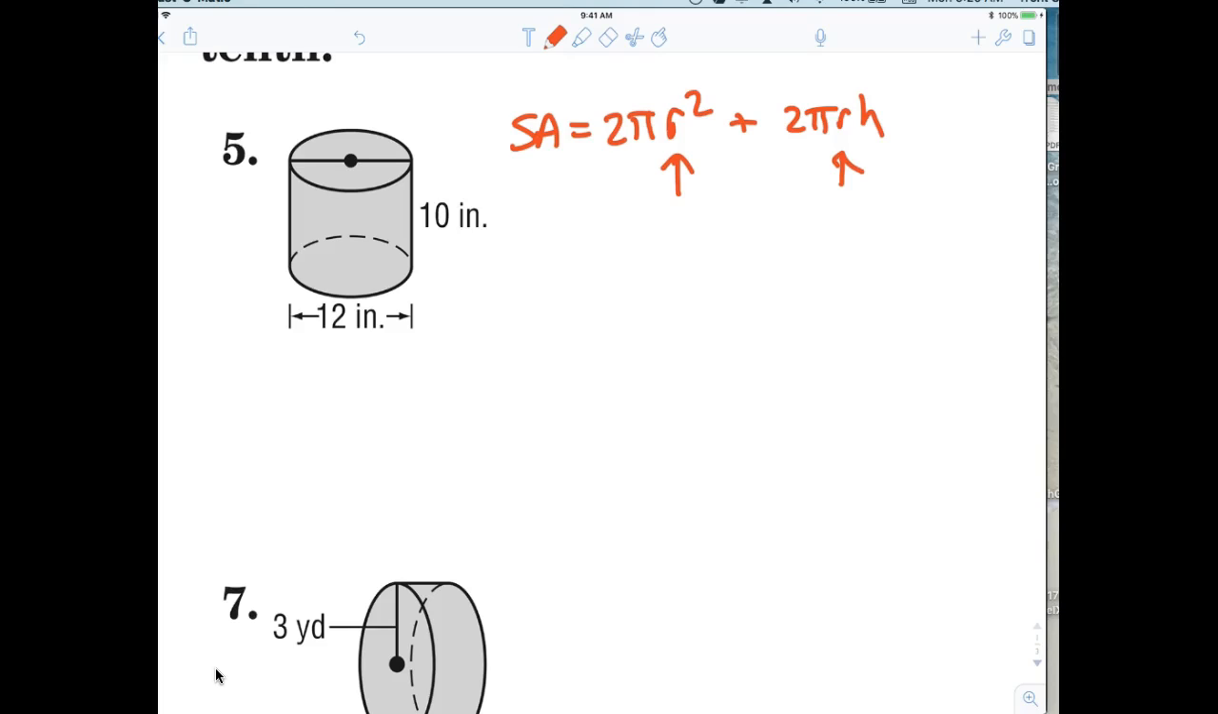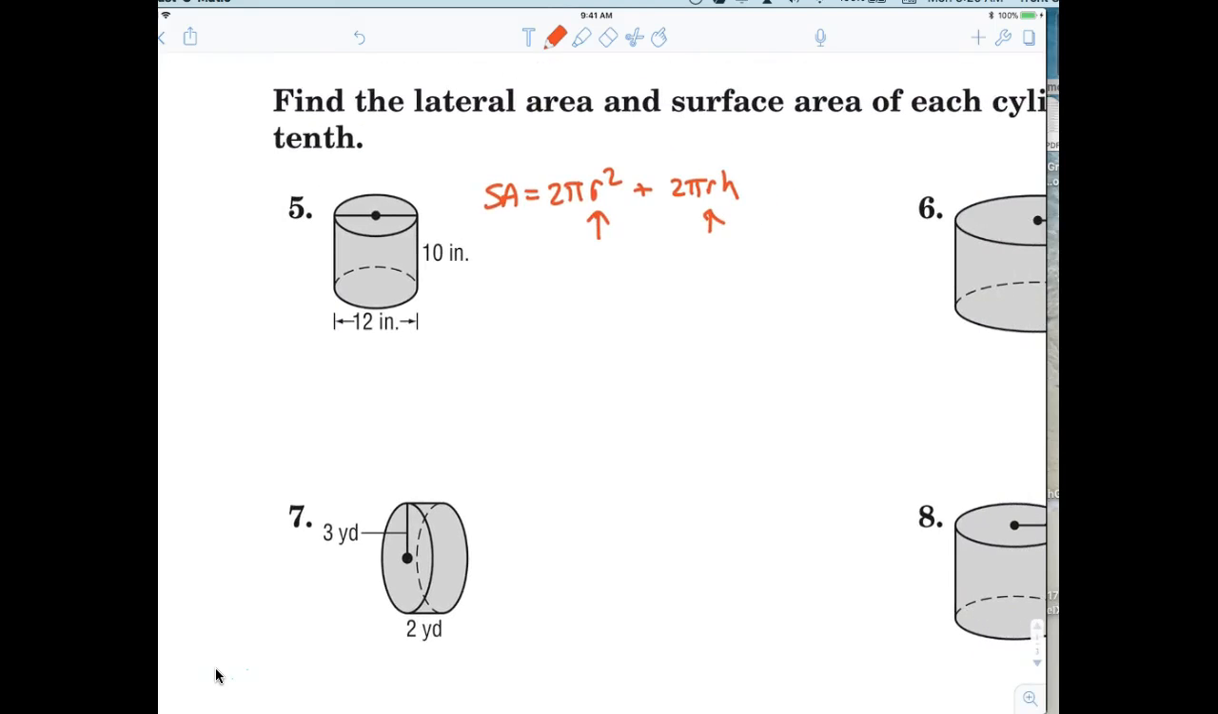Understand the formula. All right, now, for question number 5, what's the radius? 6. So 2 pi times 6 squared plus 2 times pi times 6 times 10. Of course. What?